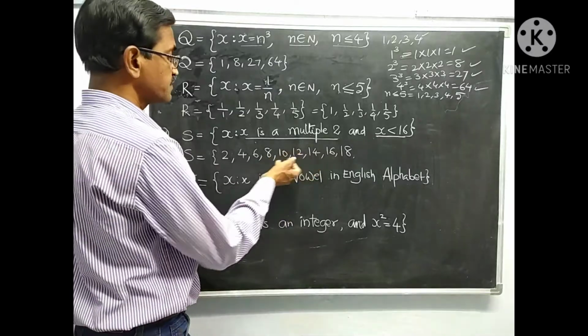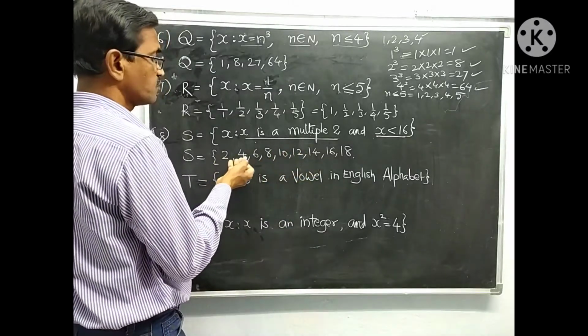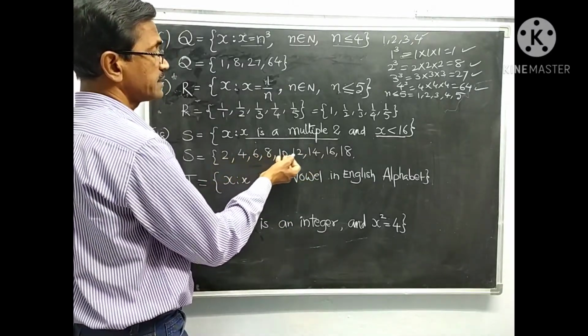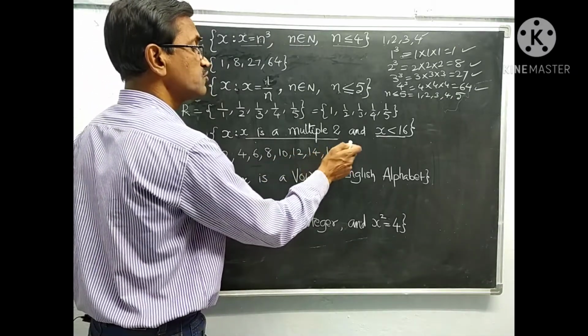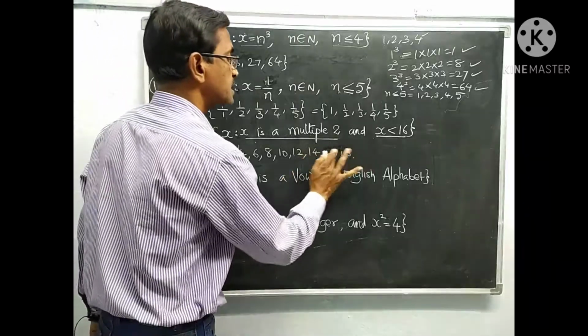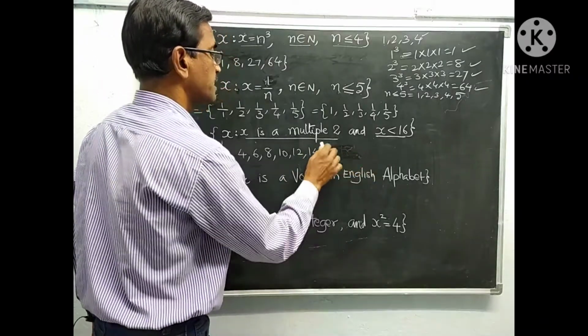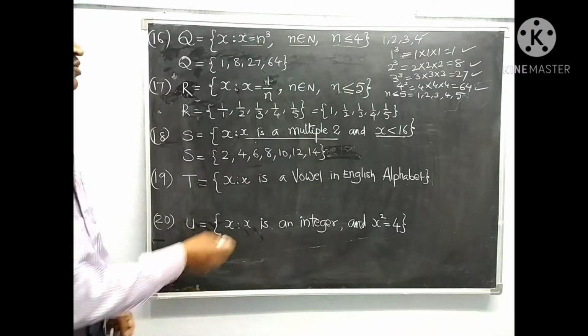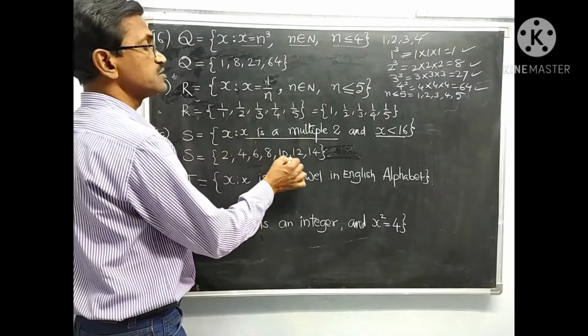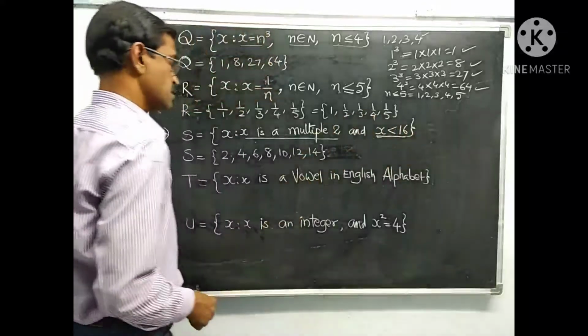We get so many infinite multiples, but the condition here is that it should be less than 16. What are the values less than 16? Up to here: 2, 4, 6, 8, 10, 12, 14. These are not less than 16, they are equal to 16 or more than 16. So you should not write these elements. You write up to only 14. So before writing the elements, you should follow the conditions.